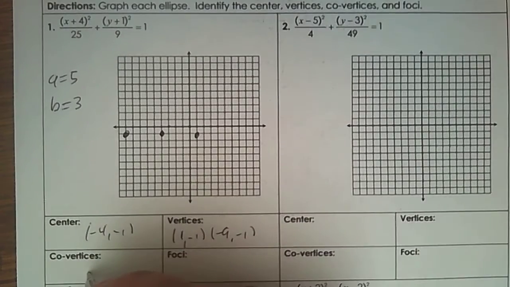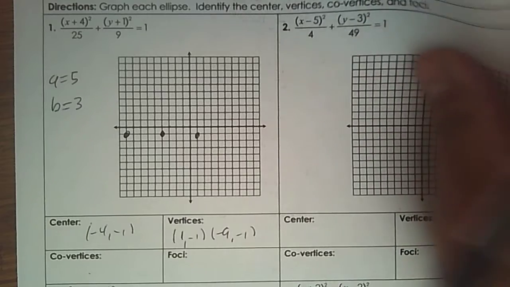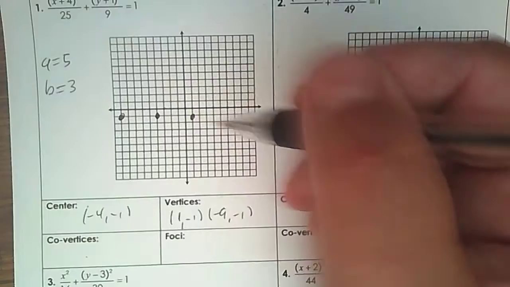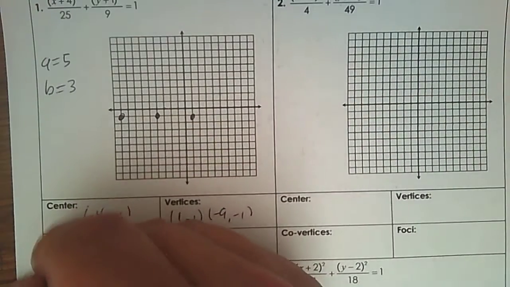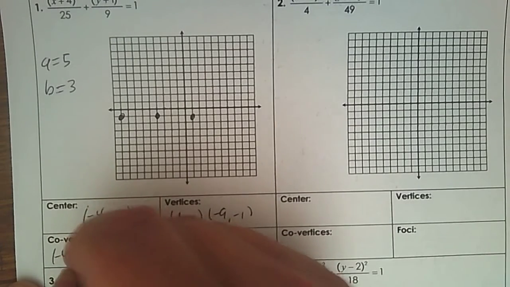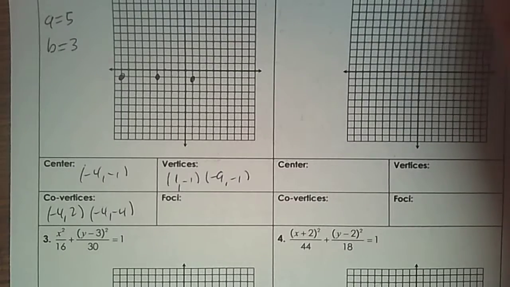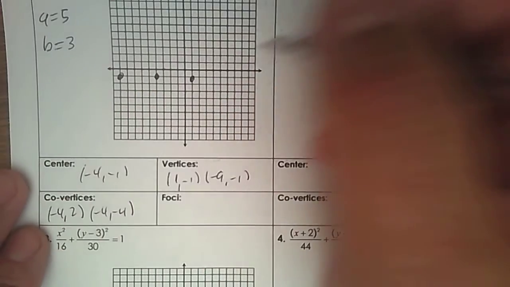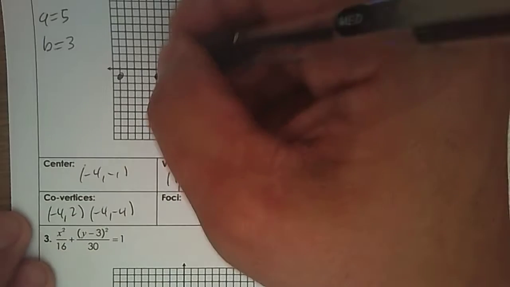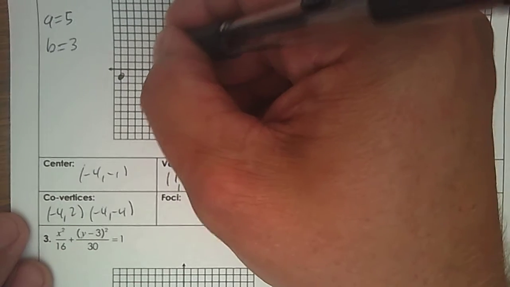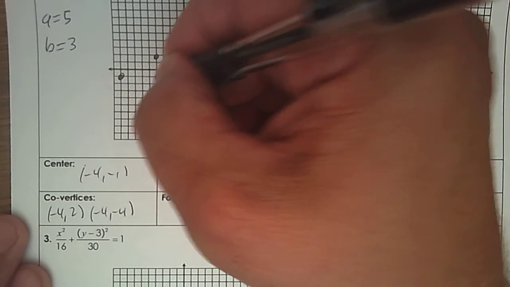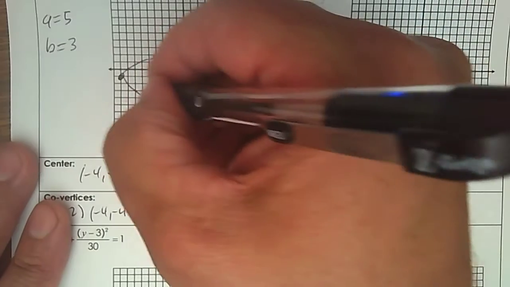Find the minor vertices or the co-vertices. What I'm going to do is just add and subtract 3. So if I add 3, or if I subtract 3, I get -4, 2, and I get -4, -4. So I'll do that. I'm just counting 3 up and 3 down from the center. And then make your ellipse.